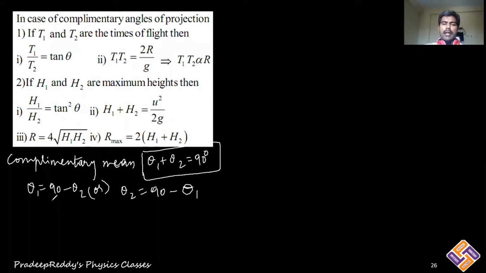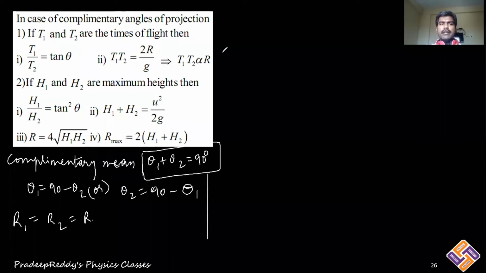Okay, and I already told you if the angles are complementary, then in such cases R1 is equal to R2 is equal to R. They travel equal range. We already discussed that. So two bodies, if their angles are complementary, then they travel the same range, that we have discussed in the previous video lecture. If you want, you can watch it again. Now R1 equals R2 equals R. We will be using this concept in order to solve this.